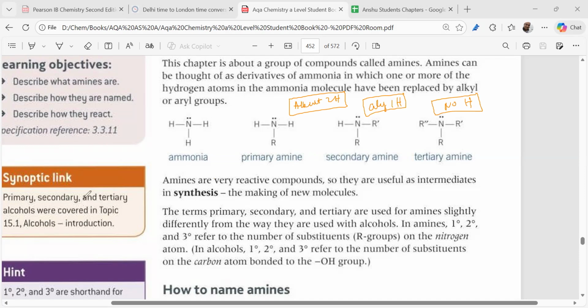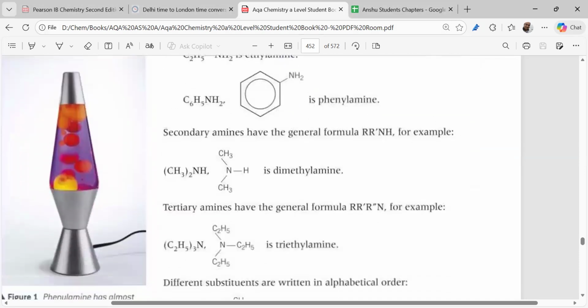Amines have to be named with a common name and also an IUPAC name, right? Phenylamine, you are seeing, because in amines this is the main functional group we have, and a phenyl group is attached. Don't forget one thing: a phenyl group has carbon and hydrogen, right?